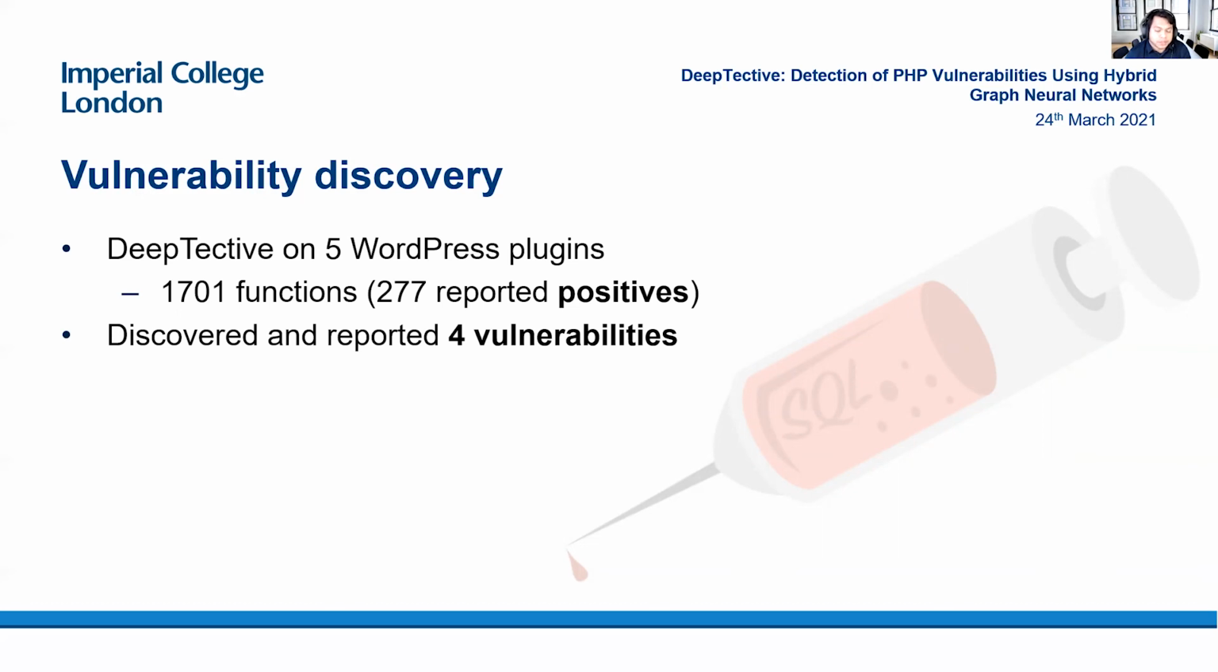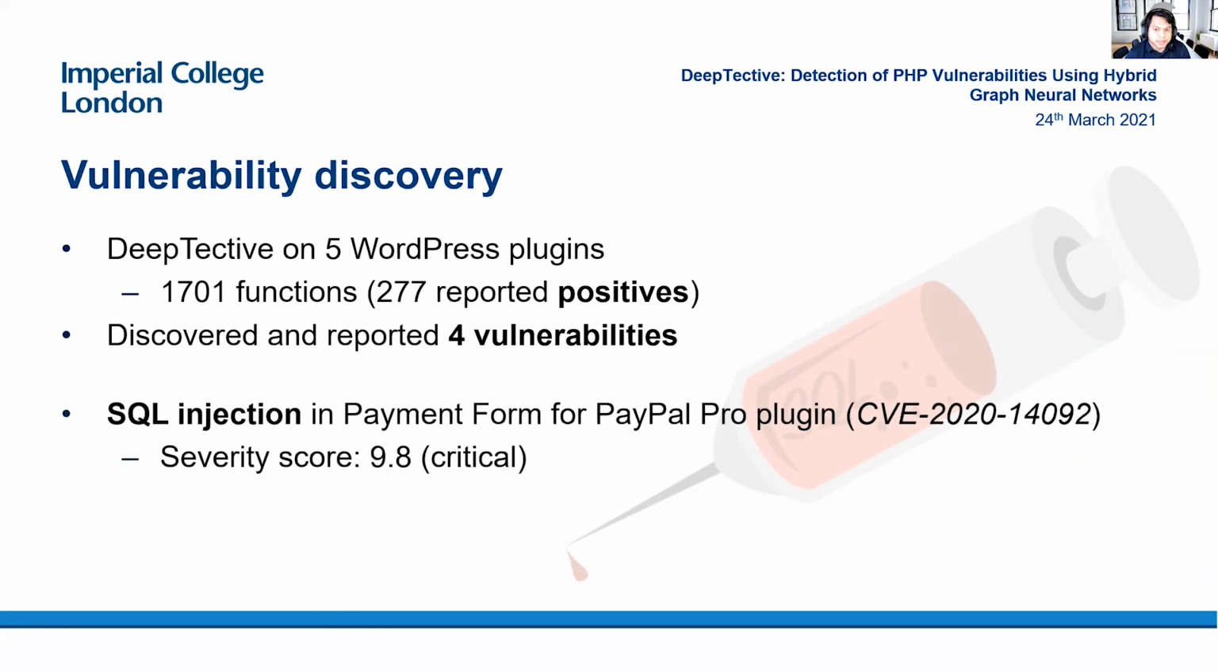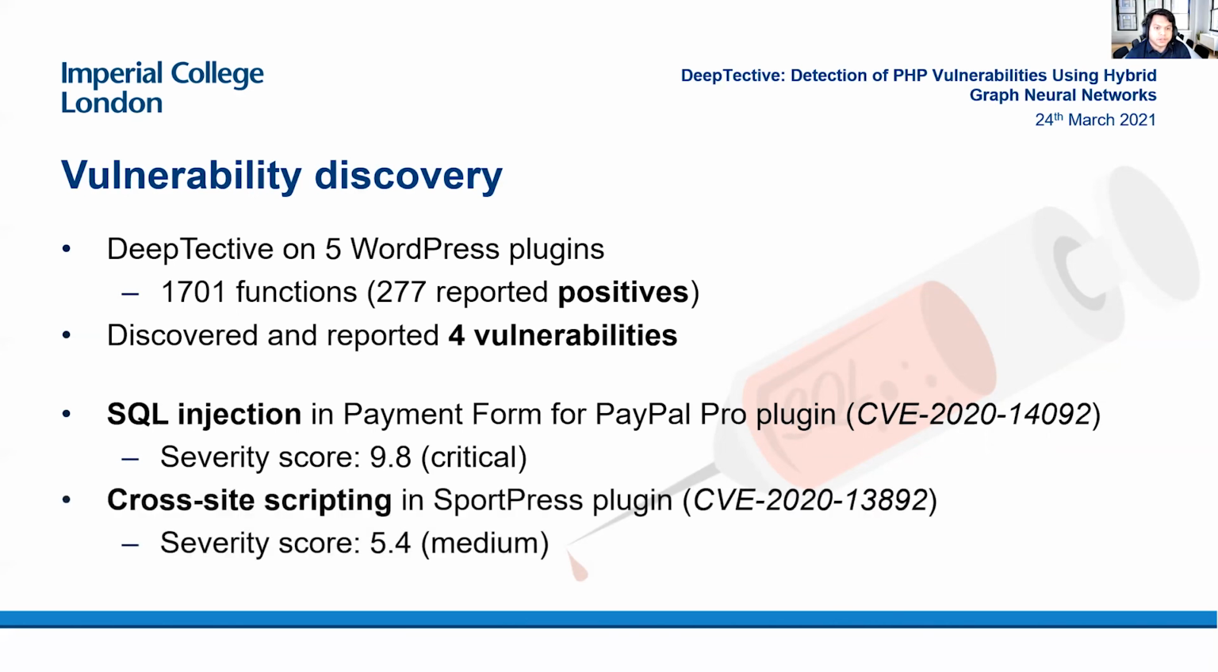We have reported these vulnerabilities to the respective developers, and 2 were publicly acknowledged, and we disclose them here in the study. The first one is the SQL injection in the payment form for the PayPal Pro plugin. It has a severity score of 9.8. And the second one is cross-site scripting in a WordPress plugin, where it has a severity score of 5.4, medium.